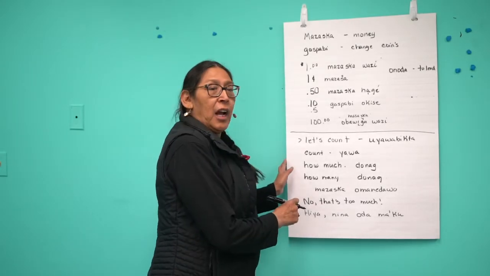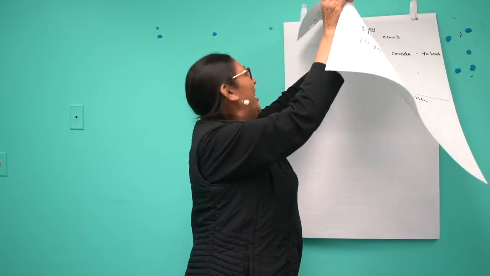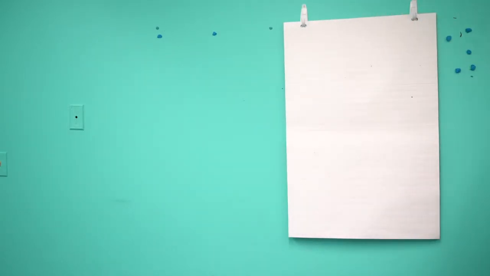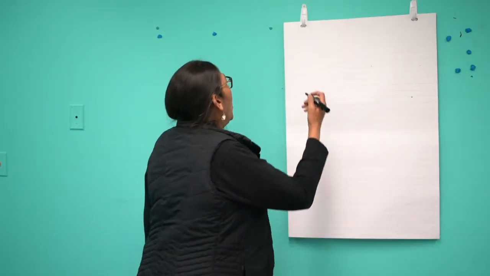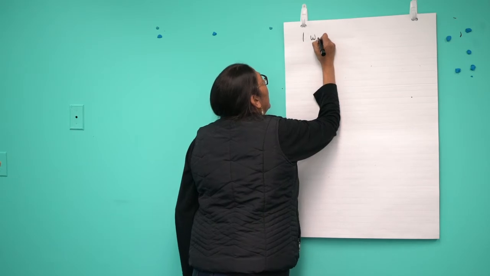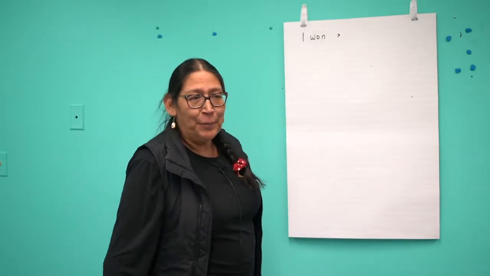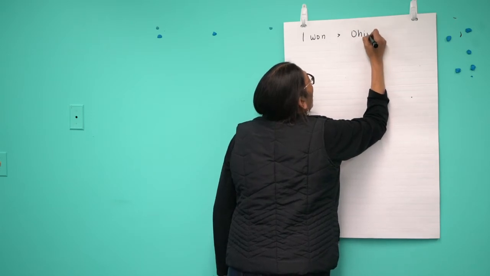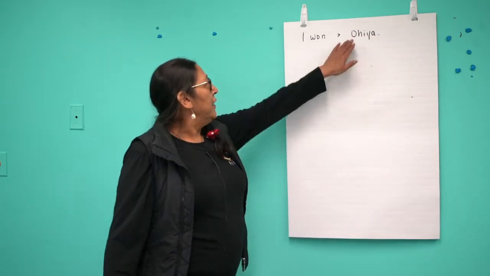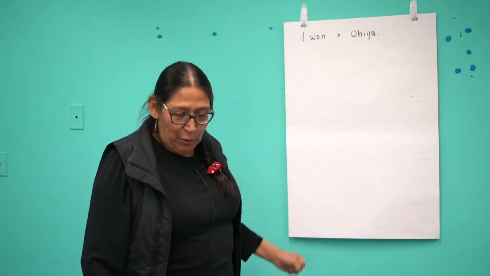Next one is I won. You know how when you're playing those online bingos? Kidding. COVID raffles. And you've won. I won. What you're going to say is, oh here. Bingo. Oh here. I won it. Oh here. I won. Maska oda oh here. I won lots of money.